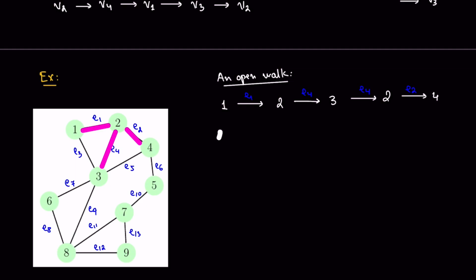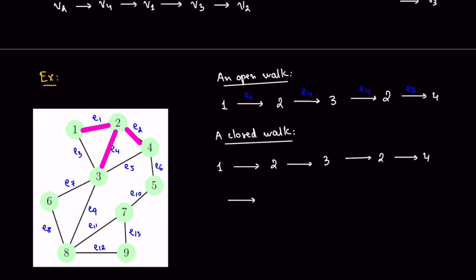Now for a closed walk, I can do 1 to 2, very similar to the last case, to 3, then go back to 2, then go to 4. From 4 you go to 3, and from 3 you go back to 1. And the edges that I use are going to be E1, E4, E4 again, E2, from 4 to 3 I use E5, and then E3 here. This is going to be my closed walk.